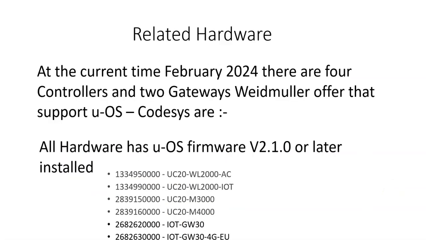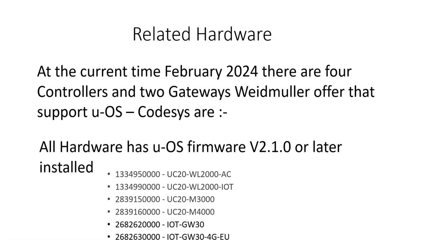Related hardware. We offer 4 different controllers, 2 IIoT gateways. One of the IIoT gateways has got an inbuilt SIM card slot, so it offers 4G comms. The others are all via an Ethernet port. And the current firmware, if you want to use the controller as what we call a uOS or CodeAssist controller, is version 2.10.